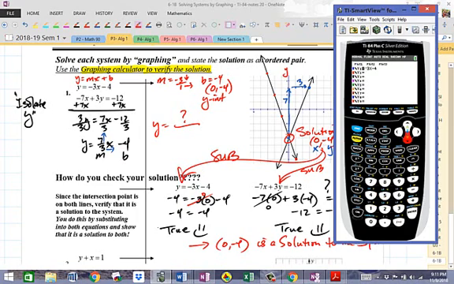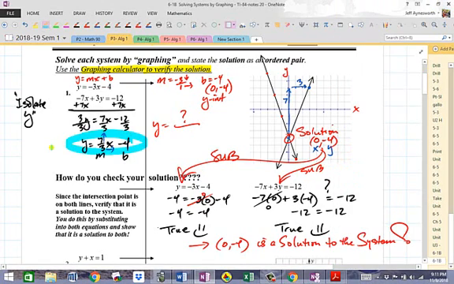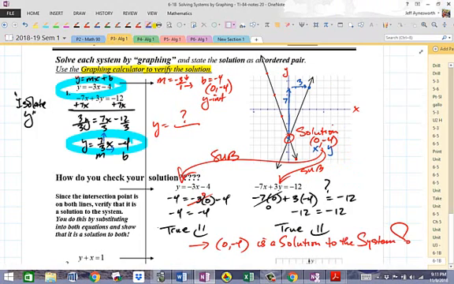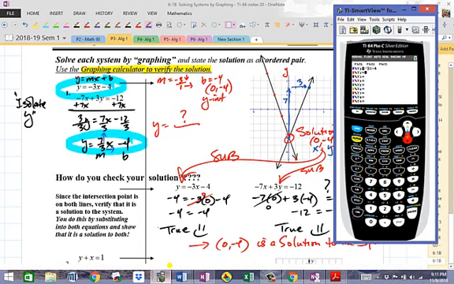Go down to y2 and enter the second one. Now the second one is down here. Okay, my first one was up here. Okay, so my second one, let me go back to my calculator now, is 7/3 x, so I go 7 divided by 3, and then hit the variable button, x, and then I subtract 4.